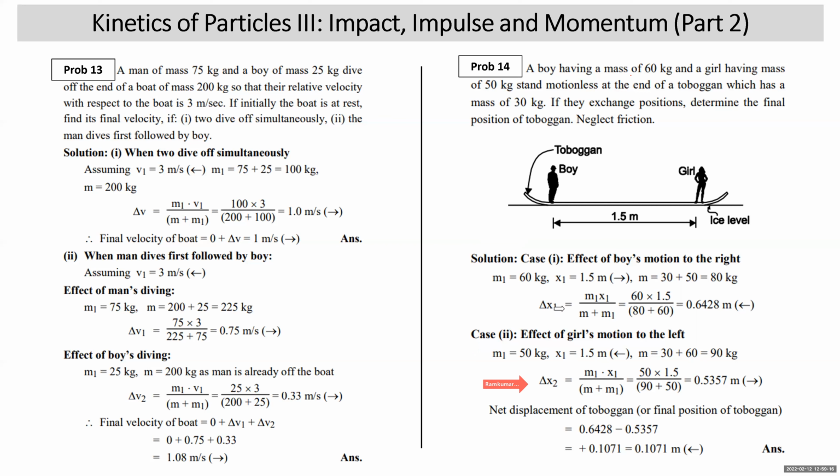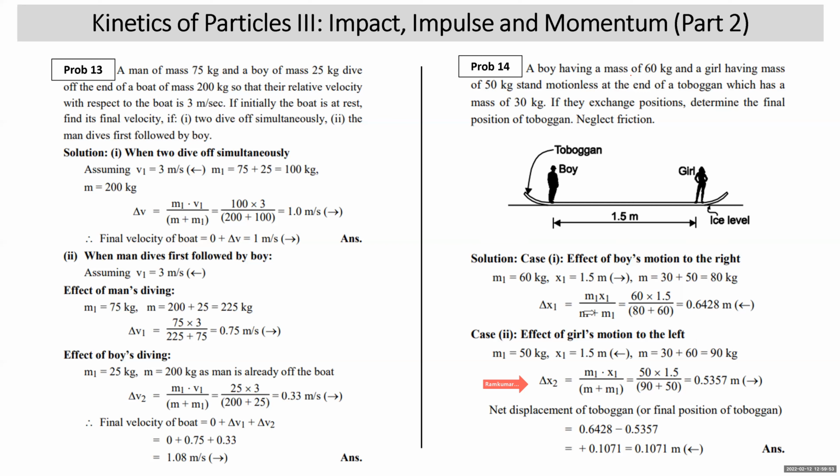Students, you can observe that initially the toboggan was at rest. The effect of the boy's motion on the toboggan is that it gets displaced to the left by 0.6428. The effect of the girl's motion to the left is that the toboggan gets displaced to the right by 0.5357. You can see that this displacement is more than this displacement. That means the net displacement will be towards the left. So the net displacement, or the final position of the toboggan, we take as the algebraic sum of these two values. So this is 0.6428 minus 0.5357, that is 0.107. That means the net displacement of the toboggan is 0.107 meter towards the left.